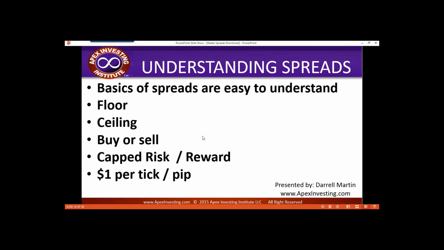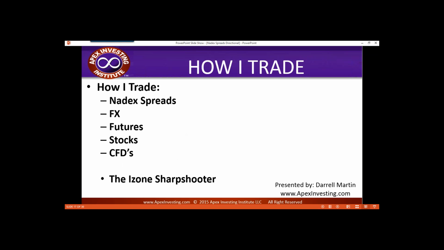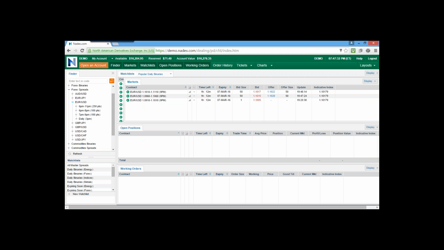All right. So spreads, that's the basics of a spread. They've got a floor and they've got a ceiling. You can buy or sell. You've got capped risk, and it's $1 per tick or per pip. And again, you've got different spreads to choose from. Here on Nadex, just for example, we were looking at the euro dollar, and you've got different expiration times. Like for example, first of all, any time frames you see on the Nadex platform are all going to be Eastern time. So when it says 9 p.m., that means 9 p.m. Eastern.